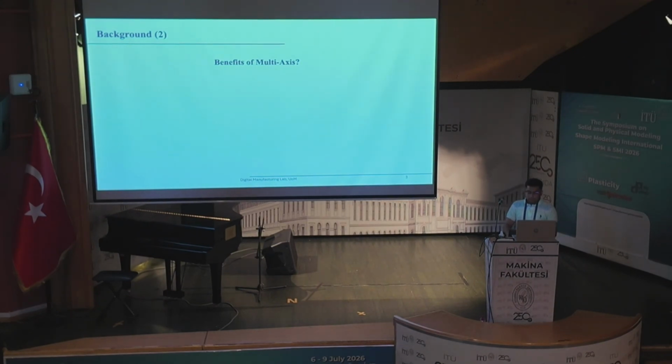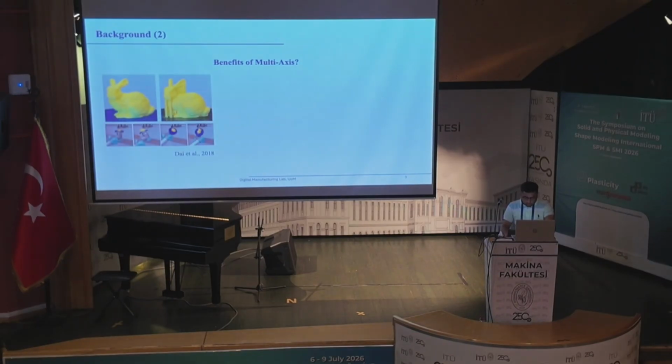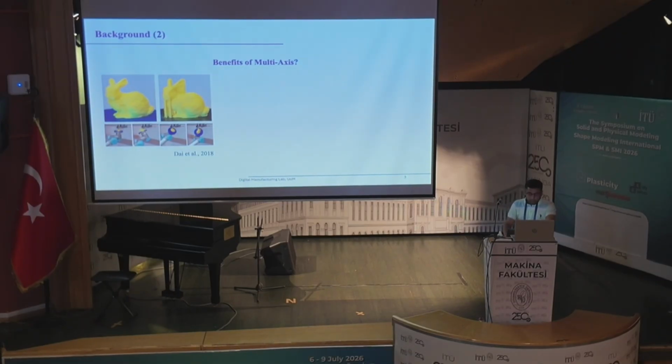So why do we need multi-axis? I'll be showing some examples from the case of additive manufacturing, but we can have similar benefits for the case of subtractive manufacturing as well. A few years ago, this paper from SIGGRAPH showed that using multi-axis motion, we can remove support material for different cases of FDM, which is a type of 3D printing.